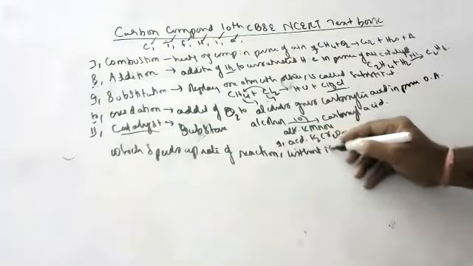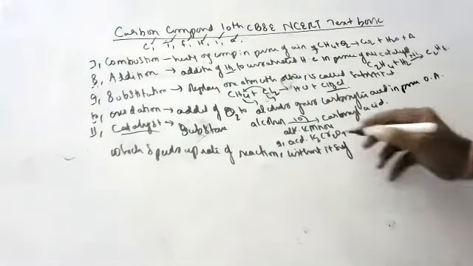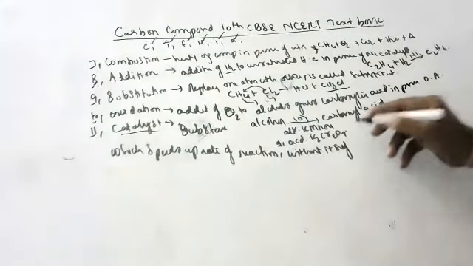Sir, acidified dichromate, is it O7 or O9? K2Cr2O7. Okay, sir. K2Cr2O7.